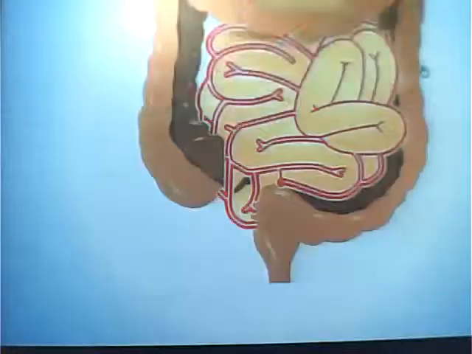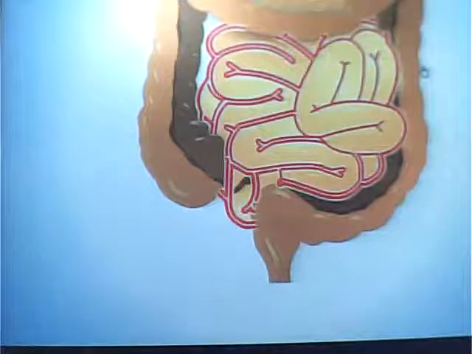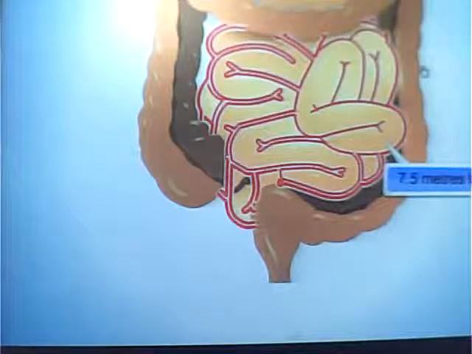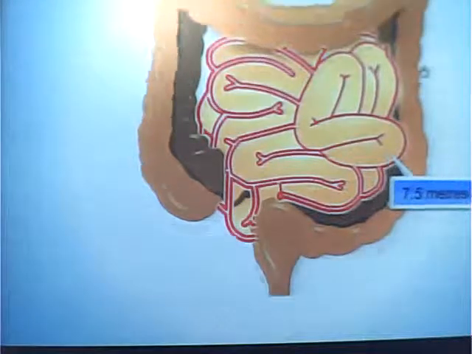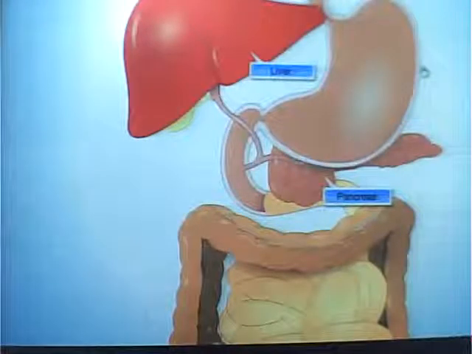The small intestine. The small intestine is the longest part of the alimentary canal. It is about 7.5 meters long and arranged in the form of a coil. The small intestine receives secretions from two glands, the liver and the pancreas, through a common duct. The wall of the small intestine also secretes digestive juices called intestinal juices.